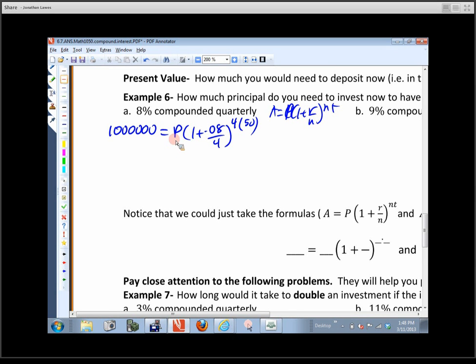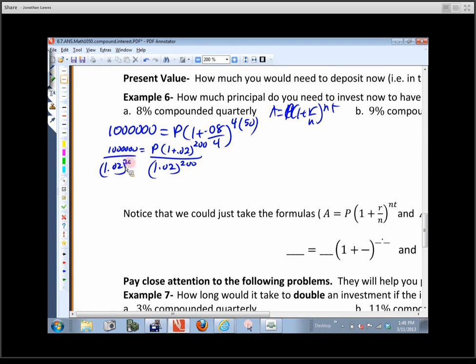So let's see what it is. I'm going to clean this up just a little bit. This is 1 million. This is the principal. We don't know what it is. But this is 1 plus 0.02 raised to the 200th, right? 50 years, pay interest quarterly, 4 times a year, 4 times 50, 200 times they're going to pay us interest over those 50 years. Okay. Let's see. What do I need to do? Just solve for P. That means we need to divide, right? So I'm going to divide by, this is just a number, this is 1.02 raised to the 200th.